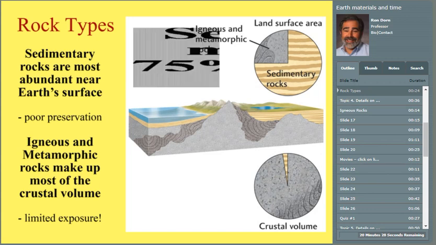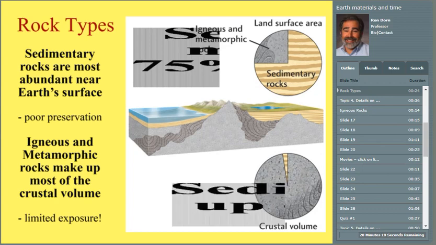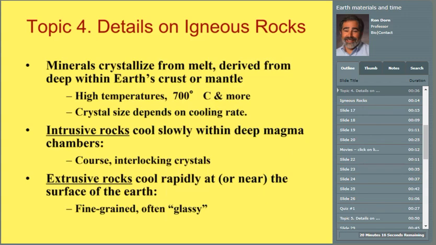However, when you look at the depth of Earth, most of the rocks inside the Earth are igneous and metamorphic rocks, and they make up most of the crustal volume. There are whole courses devoted simply to igneous rocks and how the minerals are made. At a very simplistic level, all that's relevant here is that the minerals are crystallizing from a melt of hot magma. The temperatures are extremely high, and the crystal size tells you how long the magma had to cool.